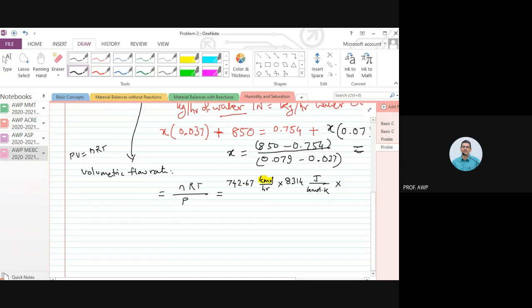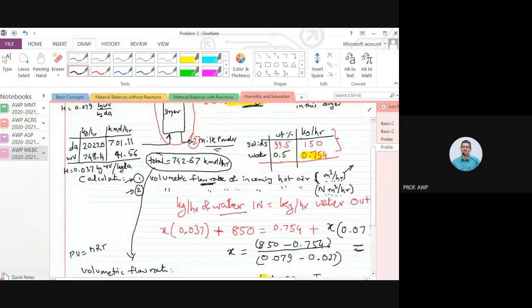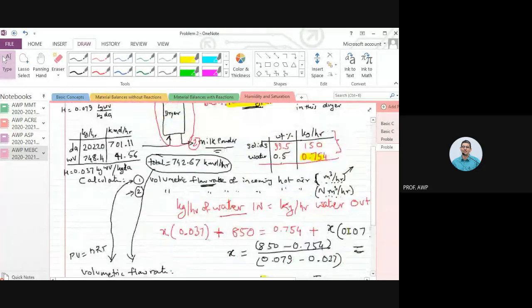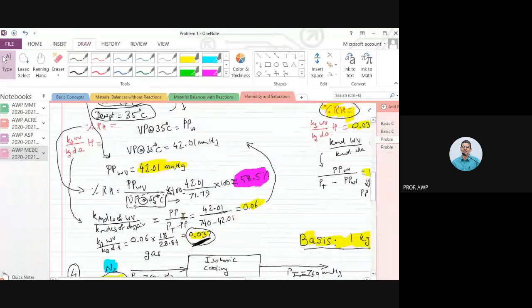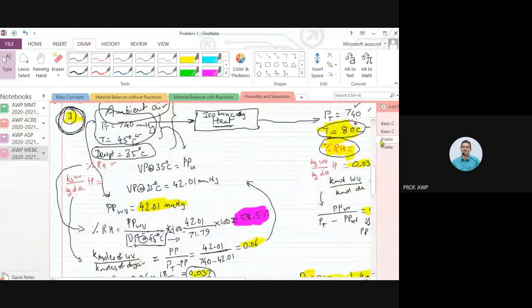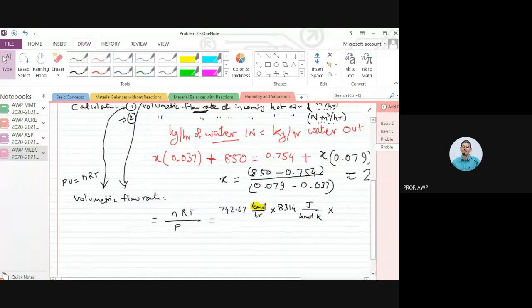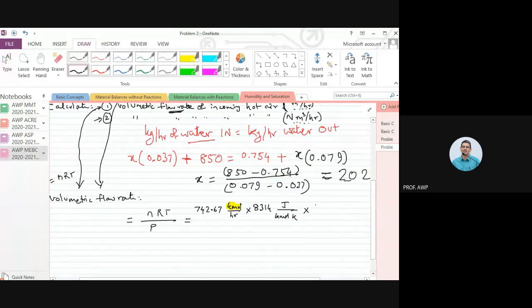And temperature. What is the temperature? We want the actual flow rate first. What is the temperature of the incoming air? 80 degrees centigrade, isn't it? 80 degrees centigrade. That's the temperature of the incoming air. So temperature, 80 plus 273.15 Kelvin, divided by pressure.